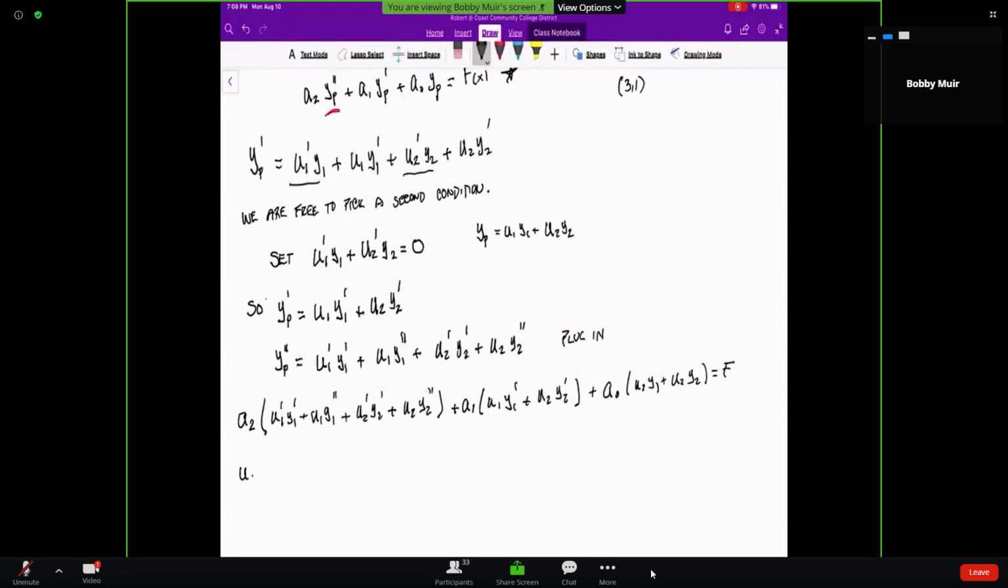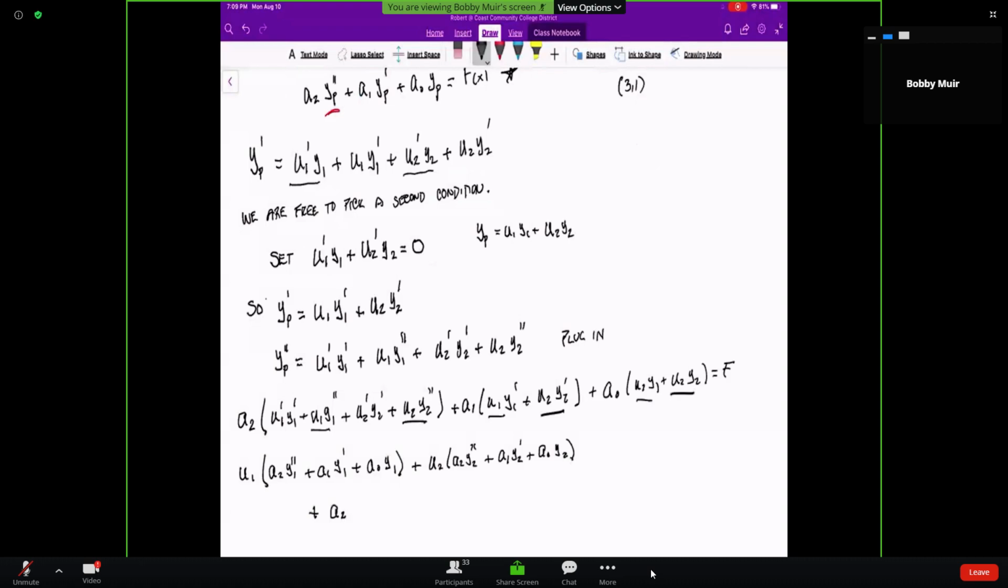Now if I collect up the stuff that's multiplying u1, it's going to be a2 y1 double prime, I dealt with that one, and then a1 y1 prime, and then a0 y1. And if I collect up all the stuff that gets the u2, it's going to be a2 y2 double prime plus a1 y2 prime plus a0 y2, and then plus everything that's left over. Okay, so that's been dealt with. So what's left is this.